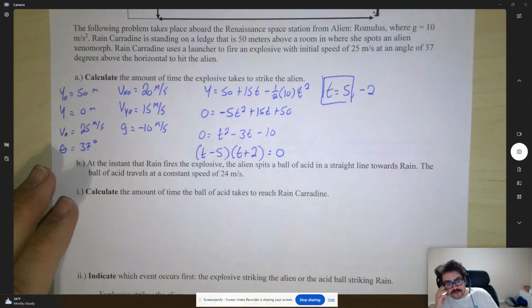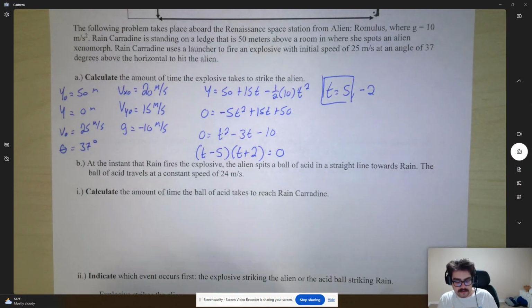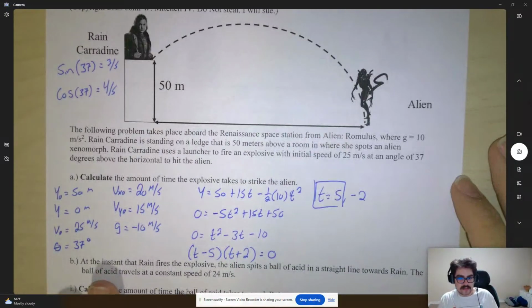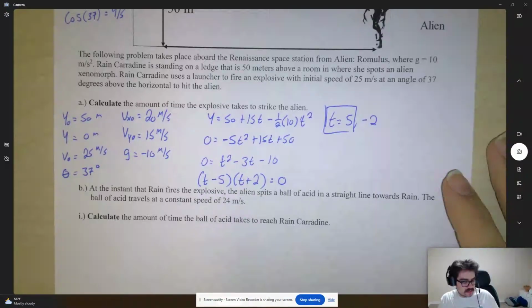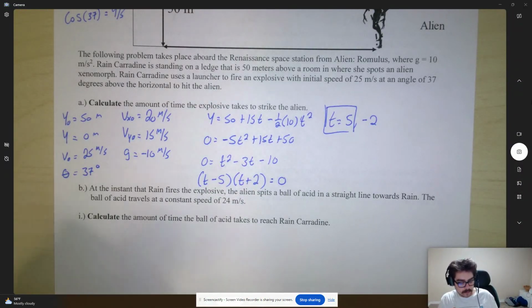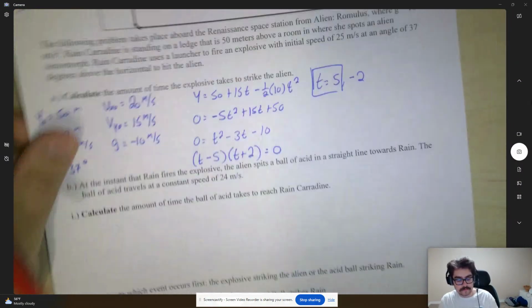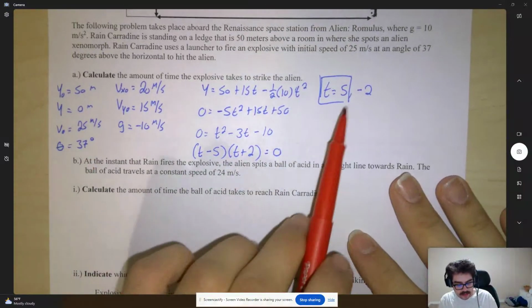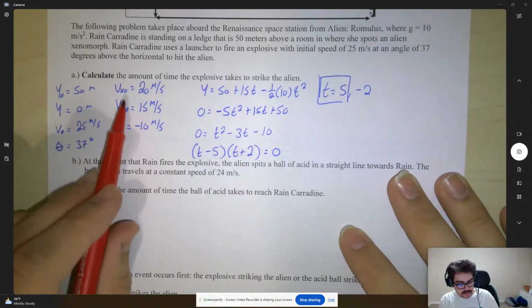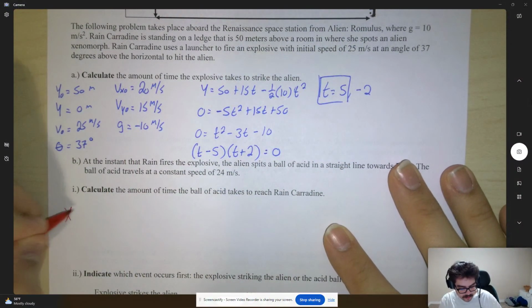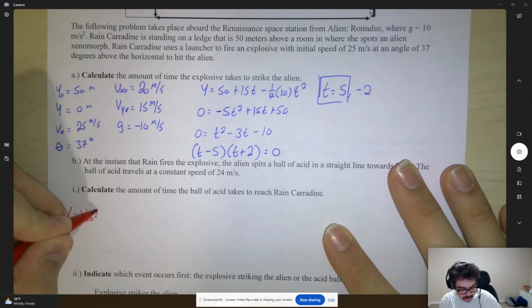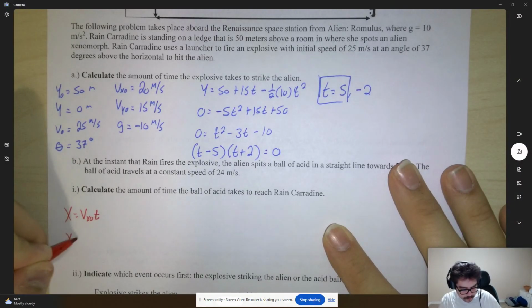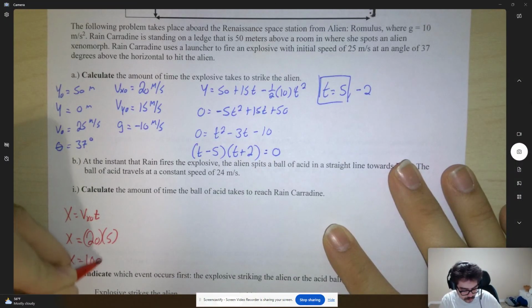The ball of acid travels at a constant speed of 24 meters per second. Again, this is just the same kind of thing, right? Find out the x distance that the grenade travels, that the explosive travels. Okay. So let's see, the time was 5 seconds. The x speed is 20. So I can say x final is vx naught times t. Plug in. This is 20. This is 5. And I should get that x is equal to 100.